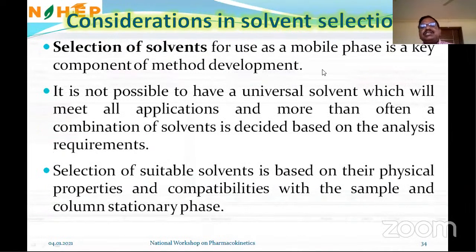And considerations in solvent selection. Selection of solvents for use as mobile phase is a key component of method development, and it is not possible to have a universal solvent which will meet all applications. More often than not, a combination of solvents is decided based on the analysis requirement. Selection of suitable solvents is based on their physical properties and compatibility with the sample and the column stationary phase also. The mobile phase should dissolve all the components of the sample, and it should also interact closely with the stationary phase.